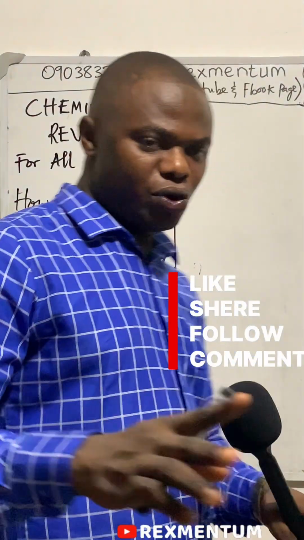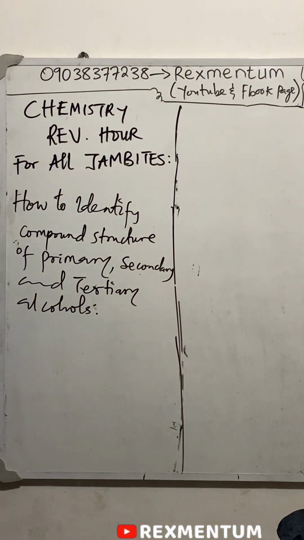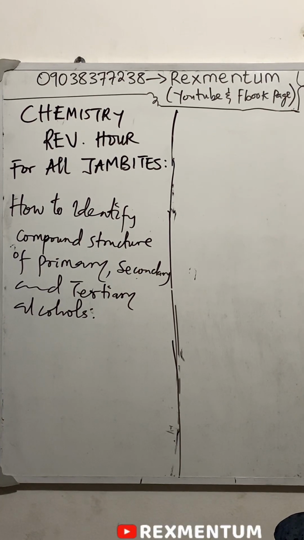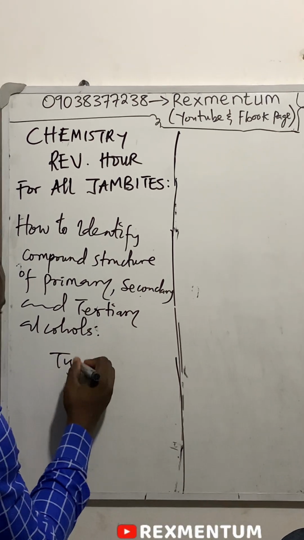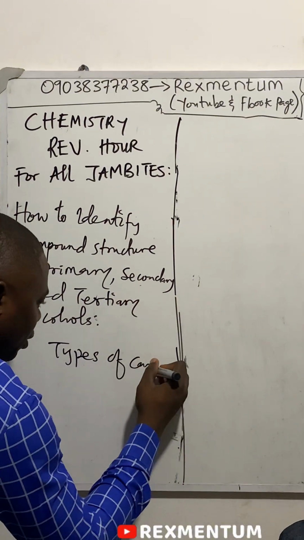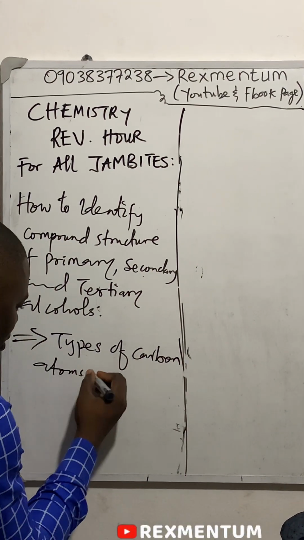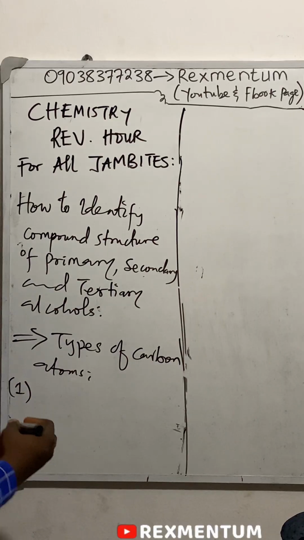Today, I'll be teaching you how best to identify whether an alcohol is a primary alcohol, secondary alcohol, or tertiary alcohol. And that I'll be doing by telling you the types of carbon atoms. I want you to understand there are 4 types of carbon atom.